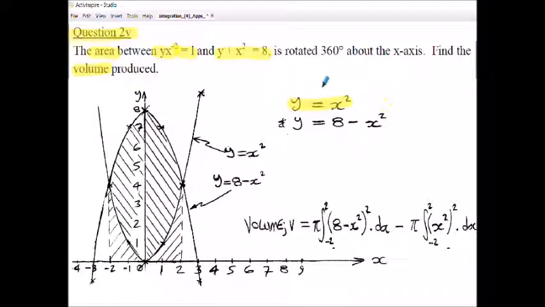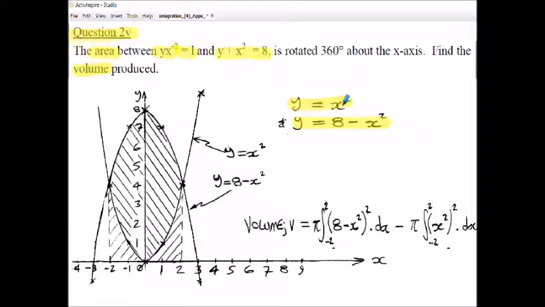In other words, divide both sides by x to the minus 2 and then bring the x to the minus 2 to the top on the right hand side, gives me y is equal to x squared. And then taking the second equation, just simply taking away x squared from both sides, gives me y is equal to 8 take away x squared.